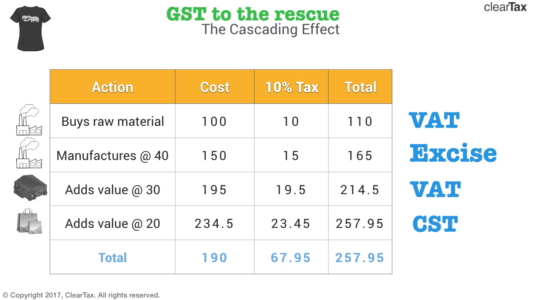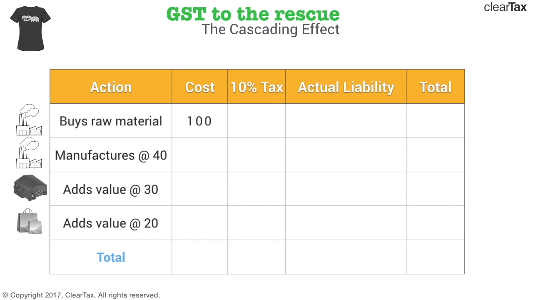We'll have to add one more column to our example. This column is for the actual liability. It represents the actual tax that each of these individuals will have to finally remit to the government of India. You'll understand what actual liability is in detail as we proceed through the example. So let's just start with our first step, where our manufacturer is buying raw material.